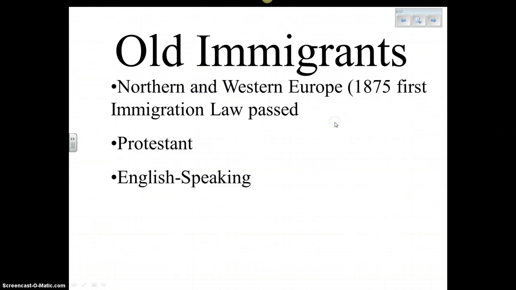They're Protestant for the most part. They're English speaking. They speak and write English. They came to America with a skill set. And sometimes we might think of this term WASPs, White Anglo-Saxon Protestant. This is Boston, 1780s. These are the people who came to America prior to 1875, and we're going to think of them as old immigrants.